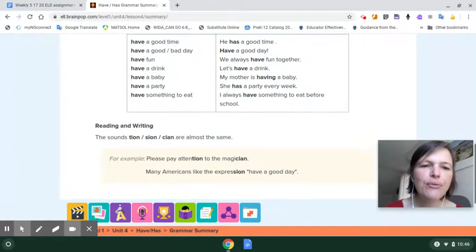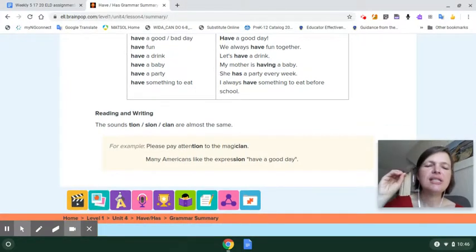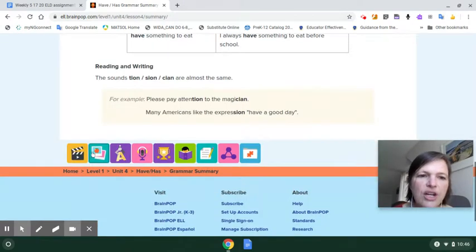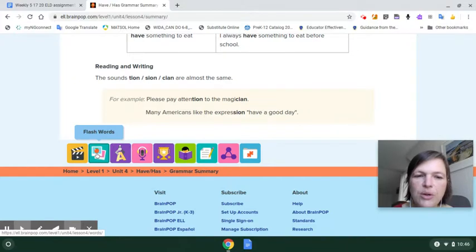And then for reading, we're going to learn the shun sound. In English, TION, SION, and CIAN are all shun sounds. So I would say something like, please pay attention to the tall magician. Tall is up high, and magician is someone who does magic. And so when you're done learning, then you're going to go to the flash words, which is fun.